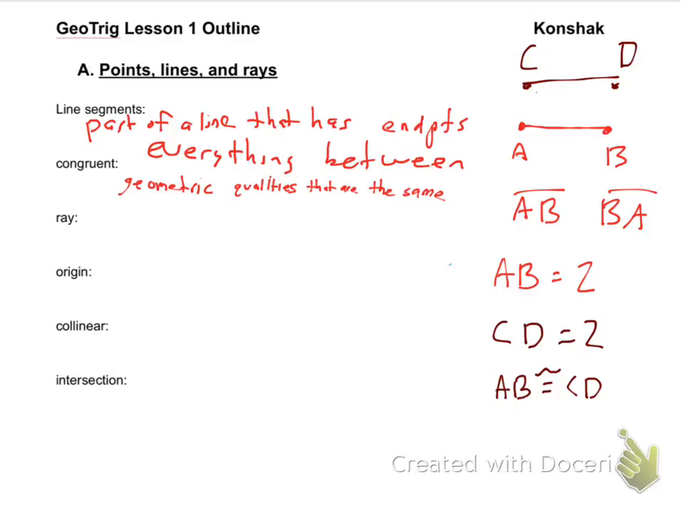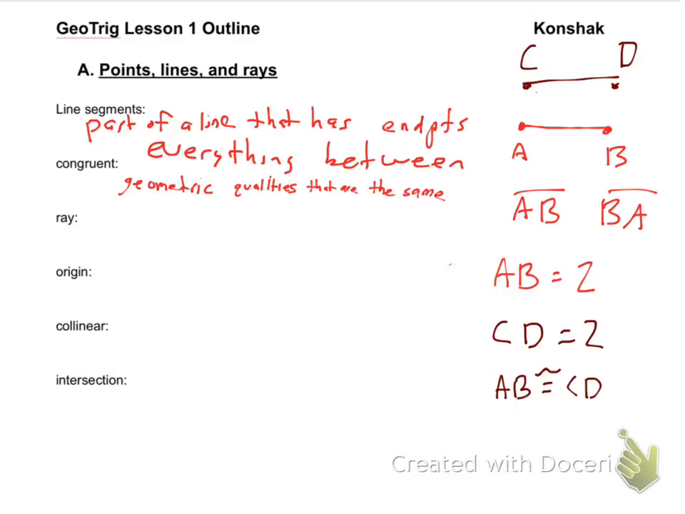Notice that I didn't put the line over the top of it. That's the measure of AB is congruent to the measure of CD. That means everything about them is the same. We're going to use that a lot this year. Okay? I'm losing some space on my slide. I may have to erase some of that as we go along.